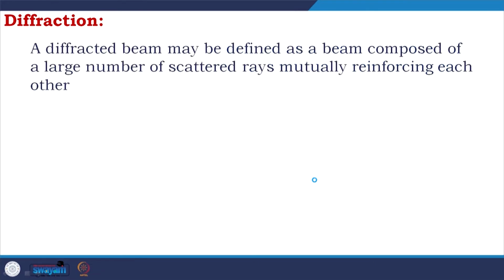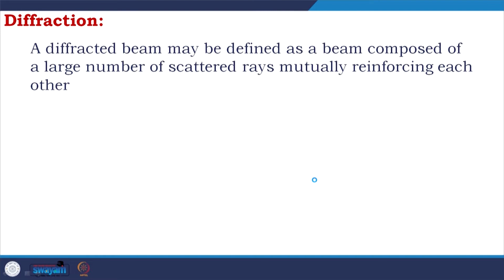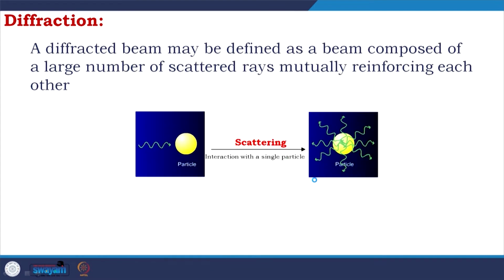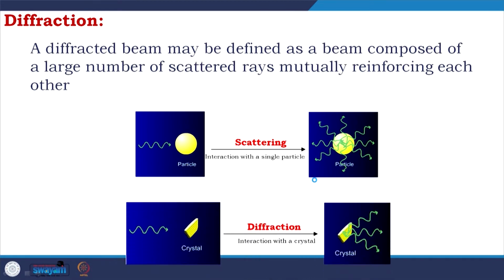So, coming to diffraction, because among the coherent scattering, it is diffraction which is important for us. A diffracted beam may be defined as a beam composed of a large number of scattered rays mutually reinforcing each other. If you see, this is scattering when the X-ray comes and hits a particle and goes in different directions, whereas when it hits a crystal, its interaction with the crystal is called diffraction. That is the difference.